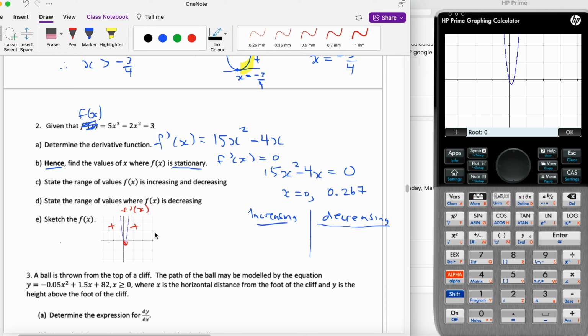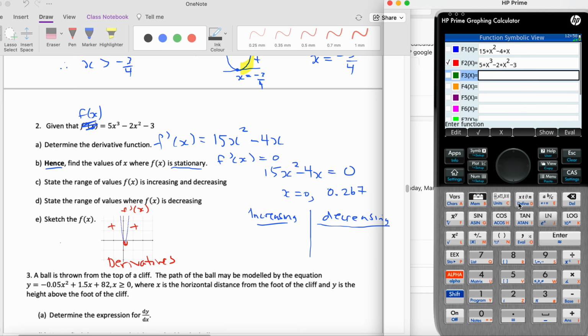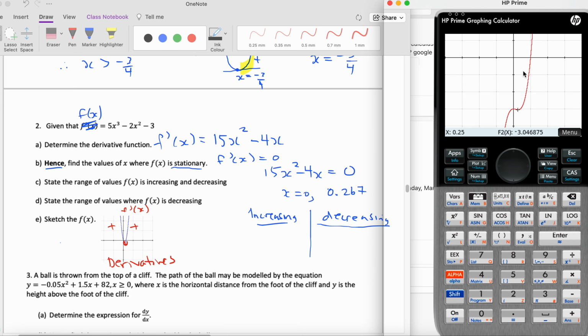If you don't like that, okay, so this is the derivative graph, you always do have your calculator. So what you could do is just graph it, and you could just see what's going on. So let's graph the original. We're going to have 5x cubed minus 2x squared minus 3. Okay, so this is what the original looks like.